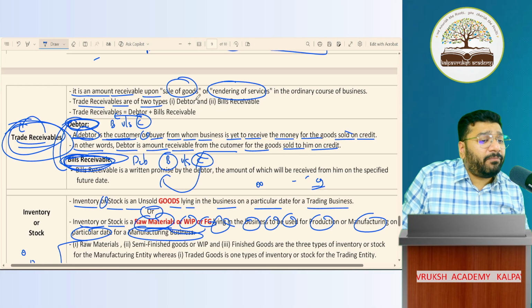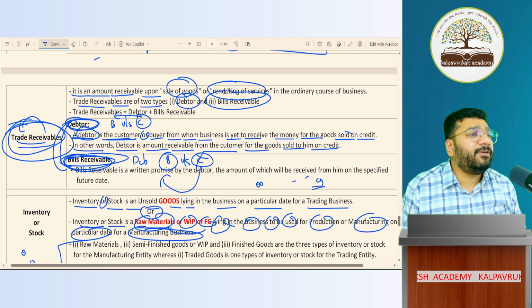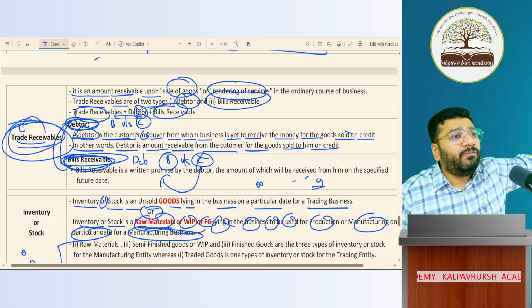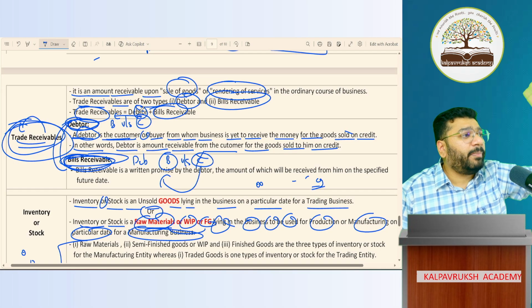Trade receivables are of two types. One is debtor, second is bills receivable. So the trade receivable formula is what? Debtor plus BR. If you don't remember this, in 12th the ratio topic is screwed.